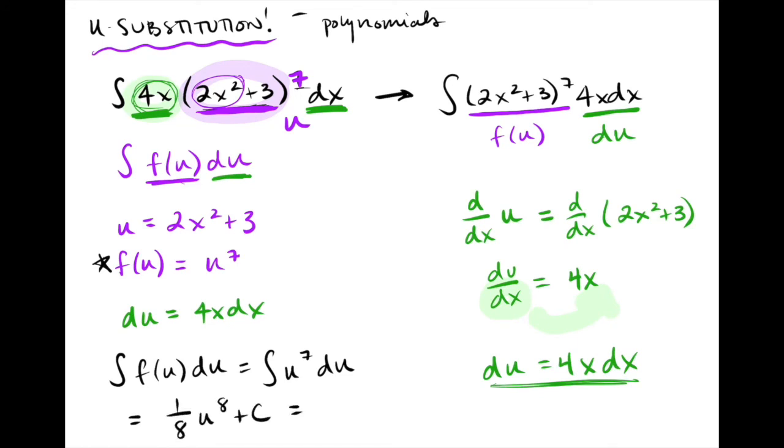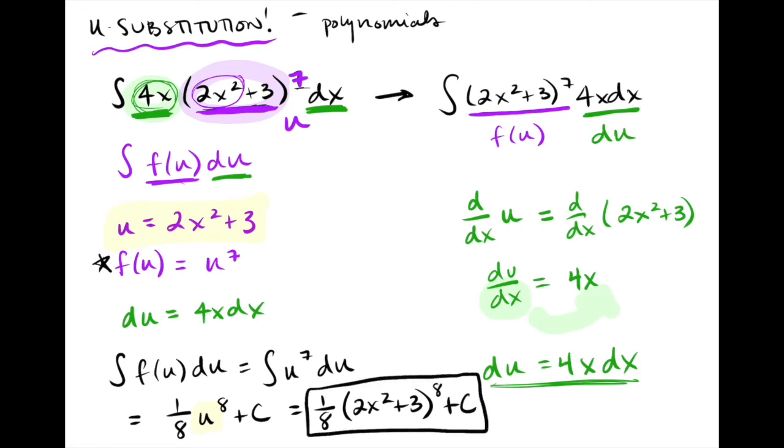Last step is just to plug in my u stuff to make it an x again, which I have up here. So I'm just going to use this down here on my u, and I will find that I get 1 over 8 times (2x squared plus 3) to the 8th plus C. And that, y'all, is my answer. And that is how we use U-substitution to find the integral of embedded polynomials.